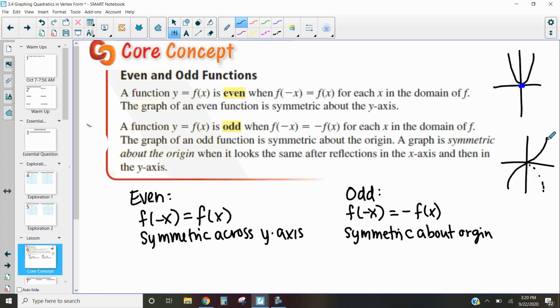So in this video, we're going to determine whether or not a function is even or odd, or if it doesn't do either of these two things, then we say that it is neither even nor odd. So let's take a look.